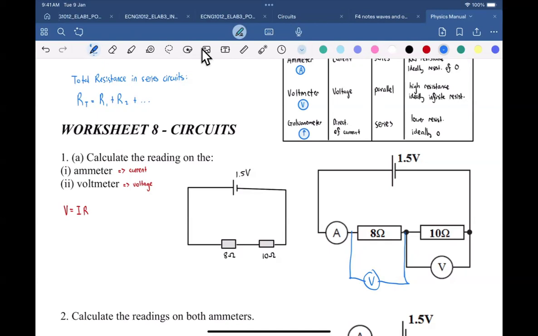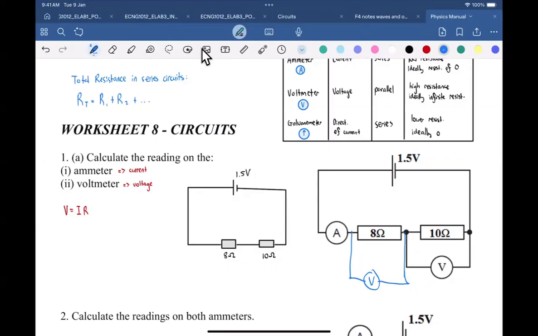I guess you could do it to check if your answer is correct. Because if you multiply the 0.833 by the 18, you're supposed to get 1.5, if you find the current correctly. So you have to do that to check if your current was correct. If you multiply the current by the 18, then you're going to get 1.5. So you could do that to check if your current is correct.